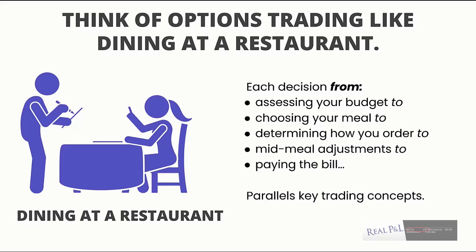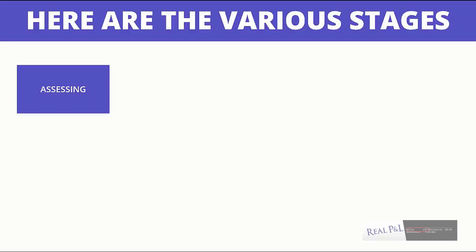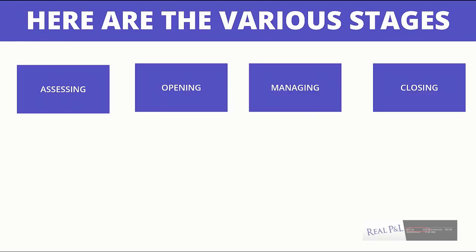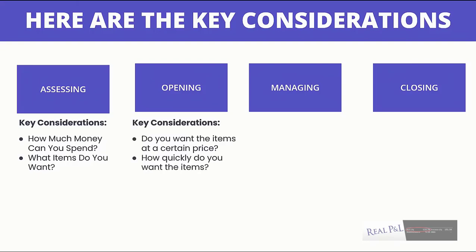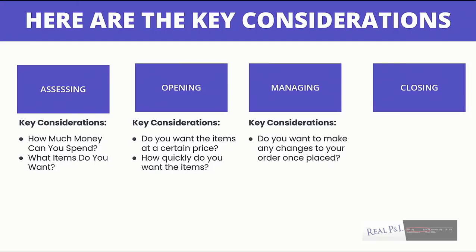So I'm going to get into the parallels of the key trading concepts. So here are the various stages: assessing, opening, managing, and closing. So on assessing, how much money can you spend? And what items do you want? In opening, do you want the items at a certain price? How quickly do you want the item? In managing, do you want to make any changes to your order once it's placed? In closing, how do you want to close out your order?